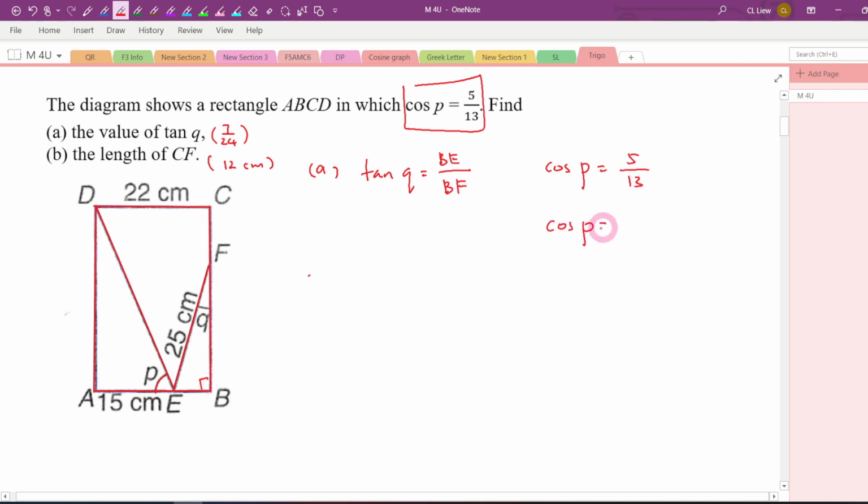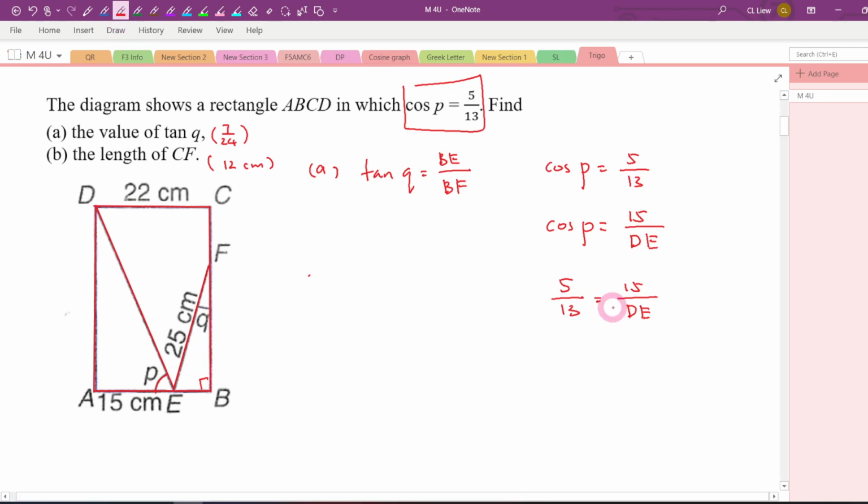Now, cosine P is equal to CAH. It's very important that you remember TOA, CAH, SOH. Okay, cosine P, CAH, adjacent divided by hypotenuse, which is DE. Since these both are cosine P, this means that this is actually equal to this, right? So 5 over 13 is equal to 15 over DE. Now we will be able to get the length of DE.